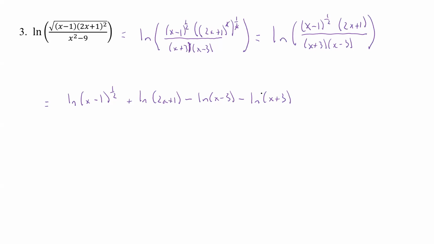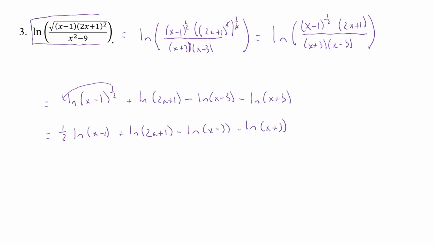Now we look and see, do we have anything with powers? Well, this one has a power, and so what we're going to do is bring it down in front. And so that gives us 1/2 ln of x minus 1, then plus ln of 2x plus 1, minus the ln of x minus 3, then minus ln of x plus 3. And so that would be our expanded form of our original expression that they gave us with the ln of the square root of blah, blah, blah, blah. So that's just how we're going to expand it out, and that would be then our final form.